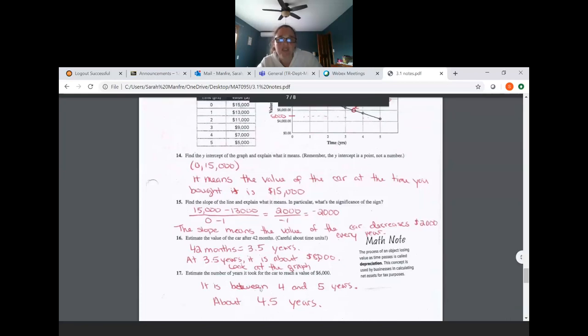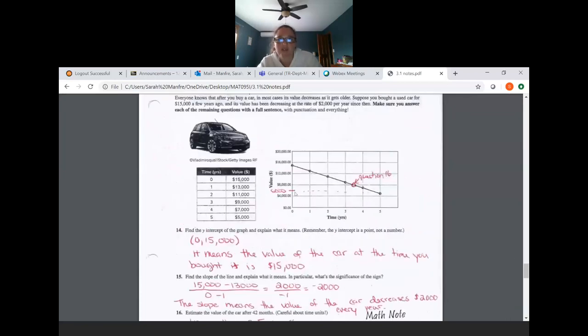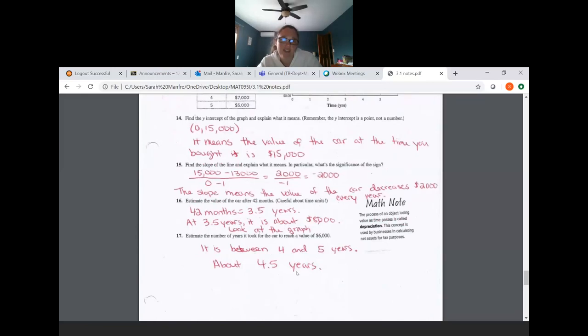The next question, estimate the number of years it took for the car to reach $6,000. I went up to my graph. I said, well, 6,000 is right in between 4,000 and 8,000. I went across and I said, well, it's somewhere between 4 and 5, probably a little bit closer to 5, which is why I said about 4.5 years. You could have said 4 3/4 years, something like that. It does not have to be exact, but just make sure it's somewhere in between 4 and 5.